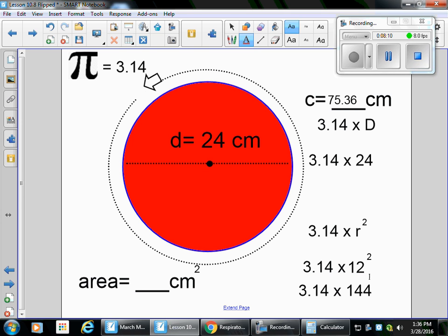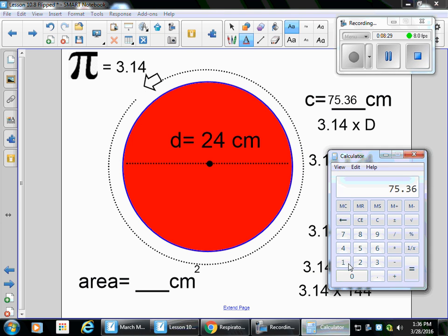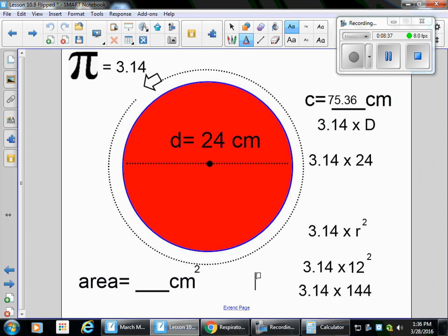Please don't make 24 as your radius squared. Because if you put 24 as your radius squared, guess what? You end up with this. So you'll notice that if you have the same answer for your circumference and your area, you're probably doing it incorrectly. Okay? Now let's go ahead and multiply these. 3.14 times 144 equals 452.16.